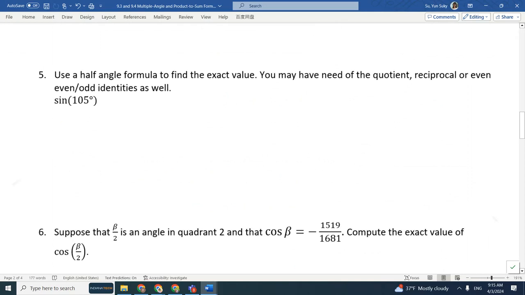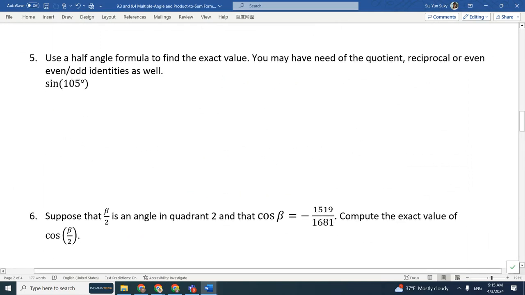Number 5. Like I said, because we're behind schedule, we cannot cover every problem in the worksheets. So some problems I briefly talk about the idea, and for some of the problems that might be in your exam, we go over them step by step.